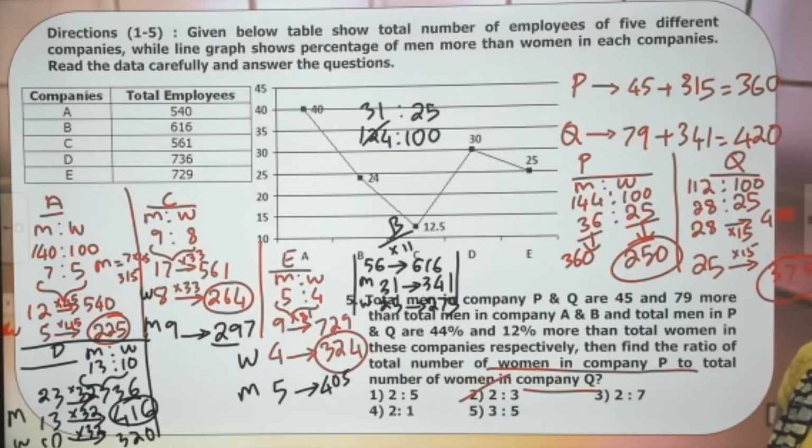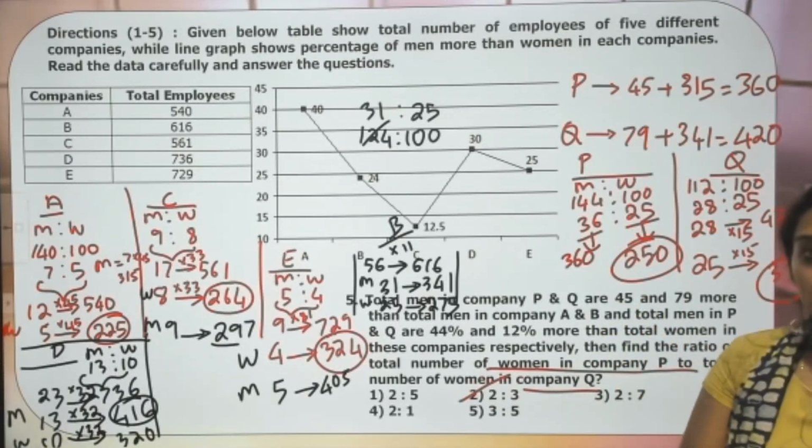Okay, I hope it is clear for you. So that was the end of the DI. So next we are moving into the number series, that is missing number series.